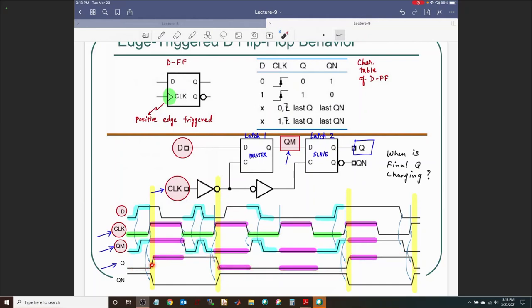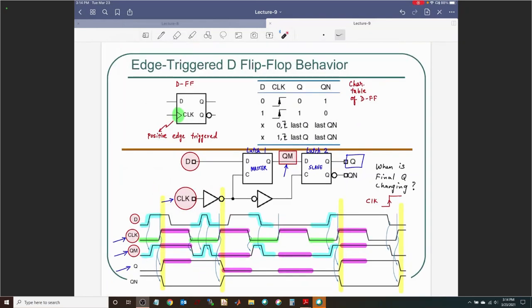What are those times with respect to the clock? Low to high, low to high, low to high, but we didn't have any change. Low to high, low to high. When is final Q changing? It is allowed to change only when clock is going from low to high. You guys see that? Hence, positive edge trigger D flip-flop. All right, questions about this. How do you take latches, connect them in a master-slave configuration, and achieve edge triggering?